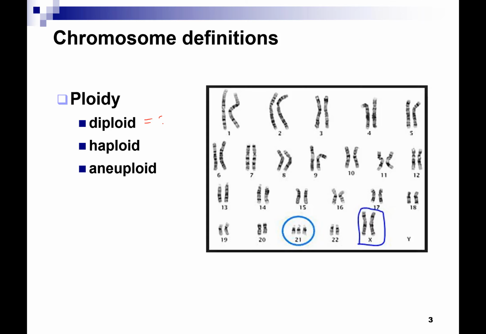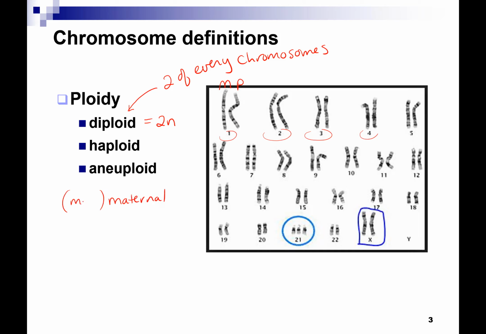Humans are considered diploid, or 2N. That means we have 2 of every chromosome. So our chromosomes are in sets of 2. So you can see we have 2 number 1s, 2 number 2s, 2 number 3s. That's because you get 1 from your mom and 1 from your dad. So you have a maternal (mom) and paternal (dad) chromosome for every pair. Even your sex chromosomes, you would get 1 from your mom and 1 from your dad.